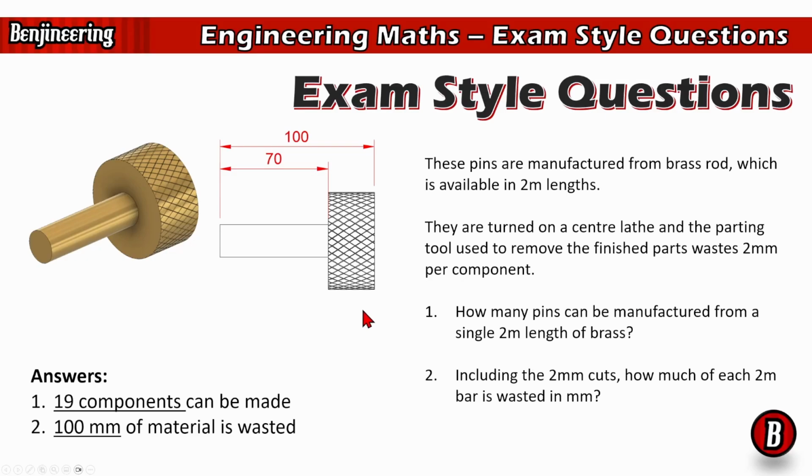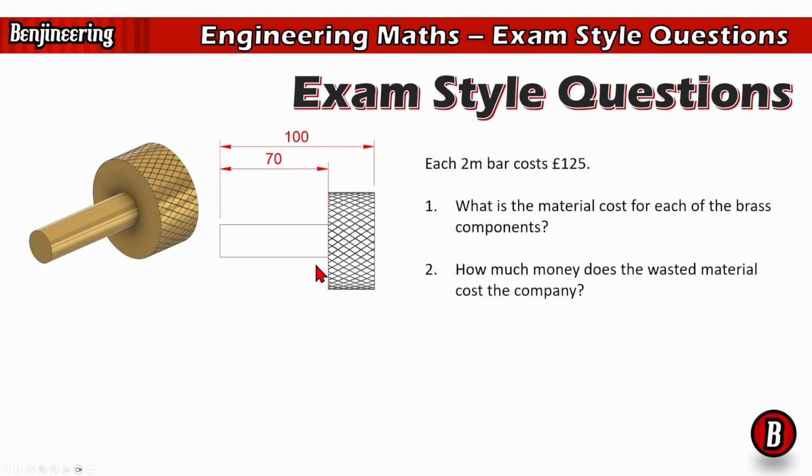And like I say, they very often give you multi-part questions where you will have to calculate something and then use that to calculate something else. So let's have a look. Each of these bars costs £125. I've put that in to keep it relatively simple. When I looked up the price of brass, it was quite shocking. It's a lot more than this in real life, unfortunately. But let's assume for this example that they are £125 each.